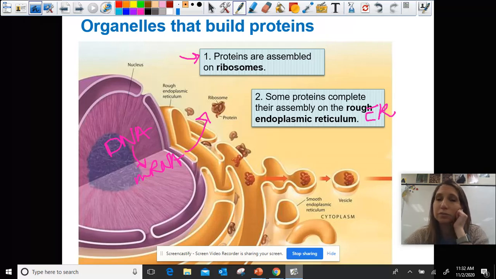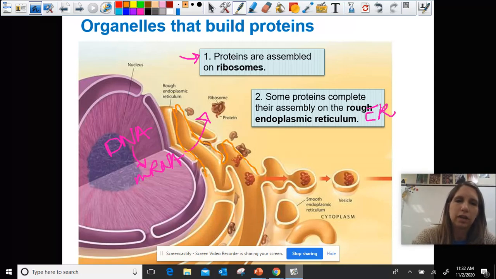Okay, so there's a smooth ER and there's a rough ER, and I believe I'm going to come back to smooth ER in just a second, but let me check. We'll look at it in a second. So ribosomes can either be freely floating or they can be attached to this rough ER, and you can see my rough ER is this little kind of folded membrane here surrounding my nucleus. Okay, so the rough ER holds some ribosomes like we see right here. That DNA or mRNA can be pushed in that direction.